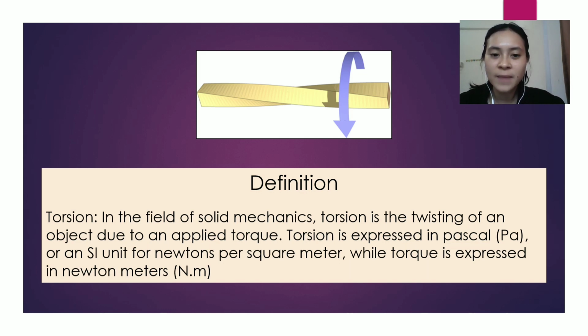In the field of solid mechanics, torsion is the twisting of an object due to an applied torque. Torsion is expressed in Pascal, or the SI unit of Newton per square meter, while torque is expressed in Newton meter.